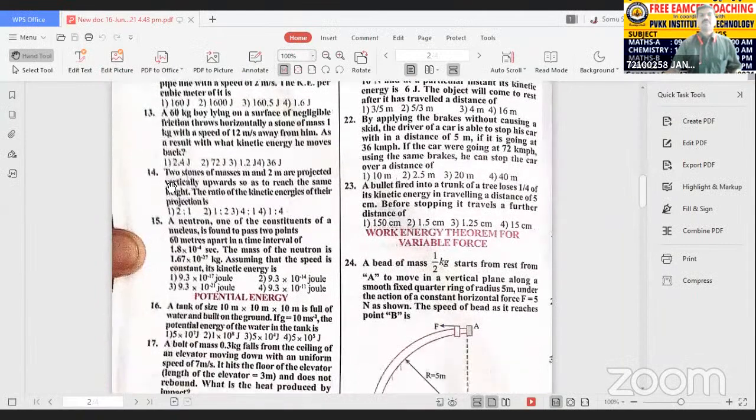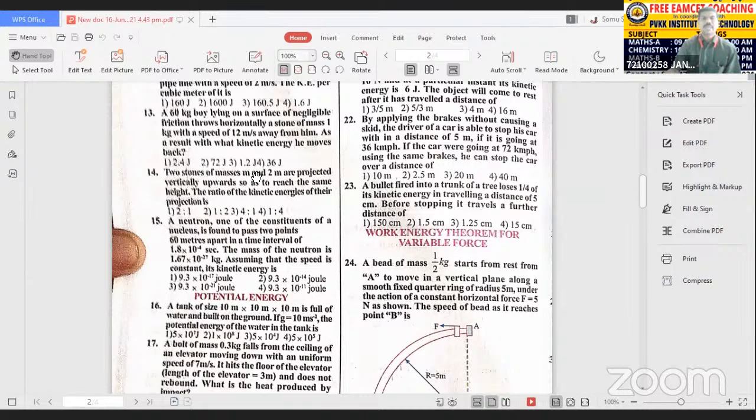Problem number 14. Two stones of mass M and 2M are projected vertically upward so as to reach the same height. The ratio of kinetic energy of their projection is? First option 2:1, second option 1:2, third option 4:1, fourth option 1:4.